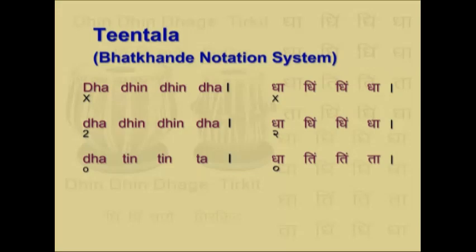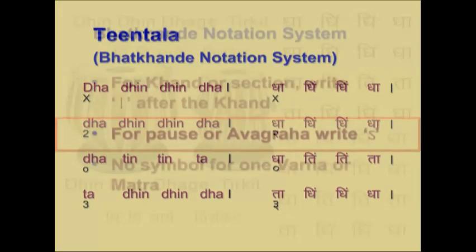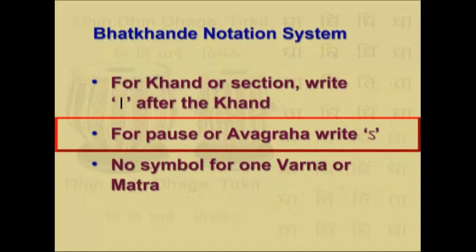You put it below the ninth beat, and the fourth line is ta, dhin, dhin, dha. Below the ta, you will be writing 3 because it is the third clap. And after each 4 beats, you will be writing a danda, explaining that is the section, teen tal sections, 4, 4, 4, 4. So that is how we write in Bhatkande system. Again, if there is a pause, we use avagraha, S. So these are basically the symbols of Paluskar and Bhatkande system.